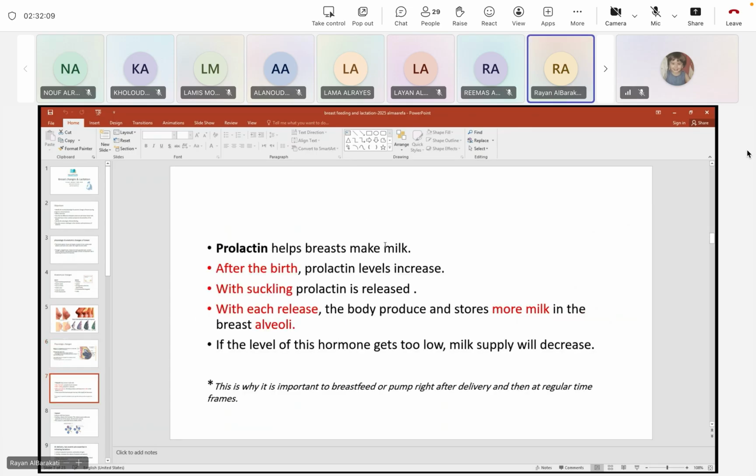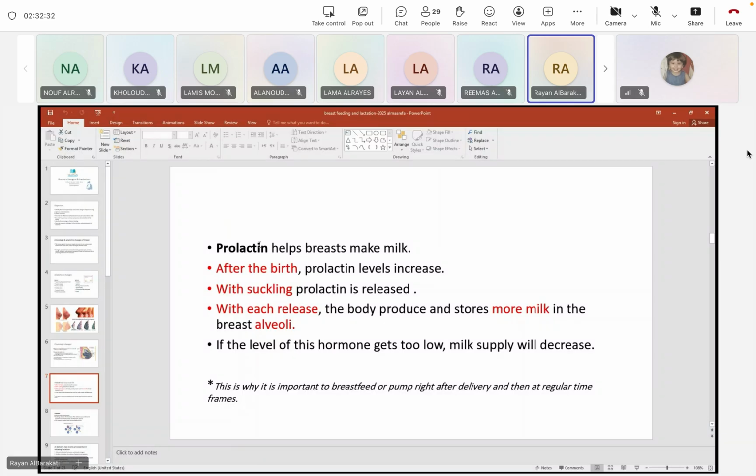Prolactin helps the breast make the milk, and that's why it is called the milk hormone, prolactin. Even in a patient who is not pregnant and has some breast tenderness or increase in size, or has white or transparent discharge, you have to check the prolactin. It's one of the causes of amenorrhea, irregular cycles, or hypomenorrhea.